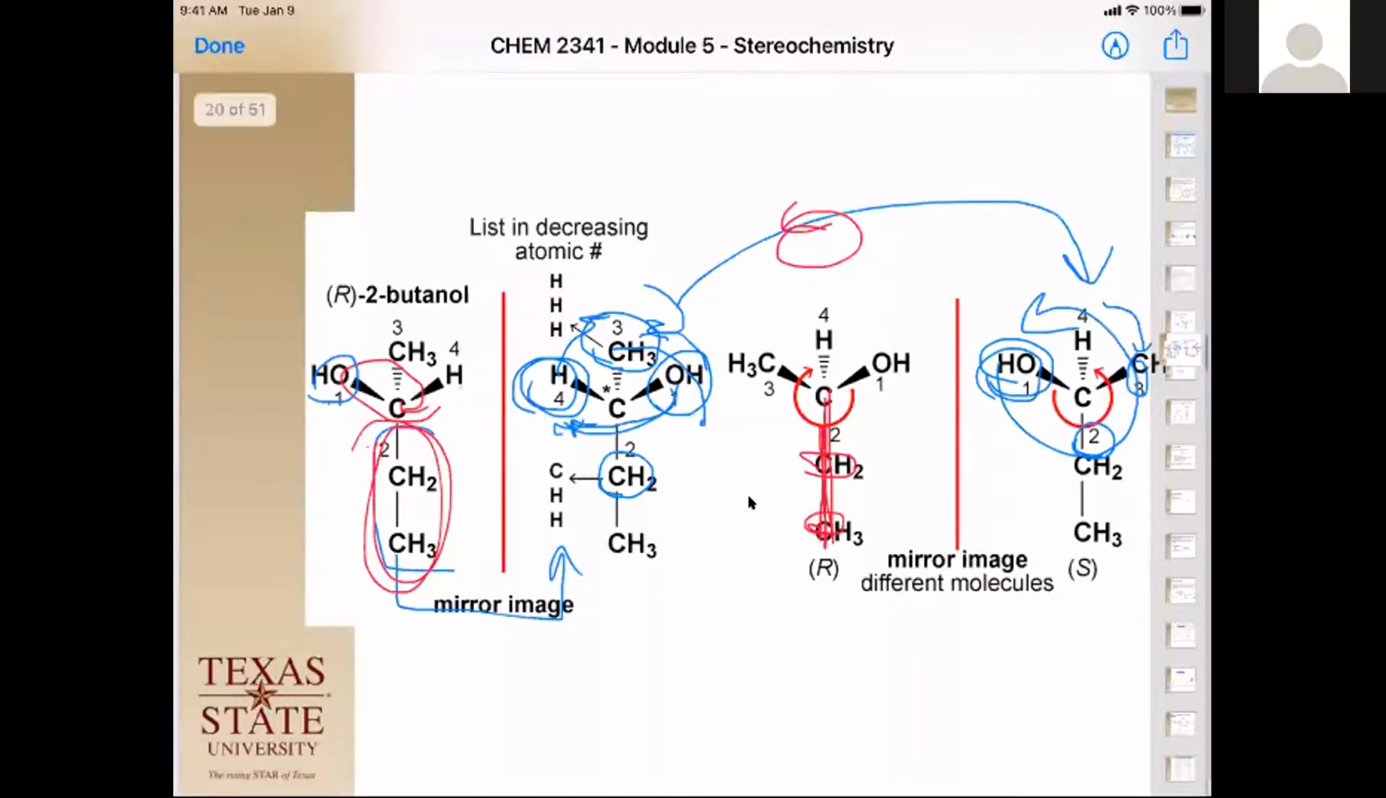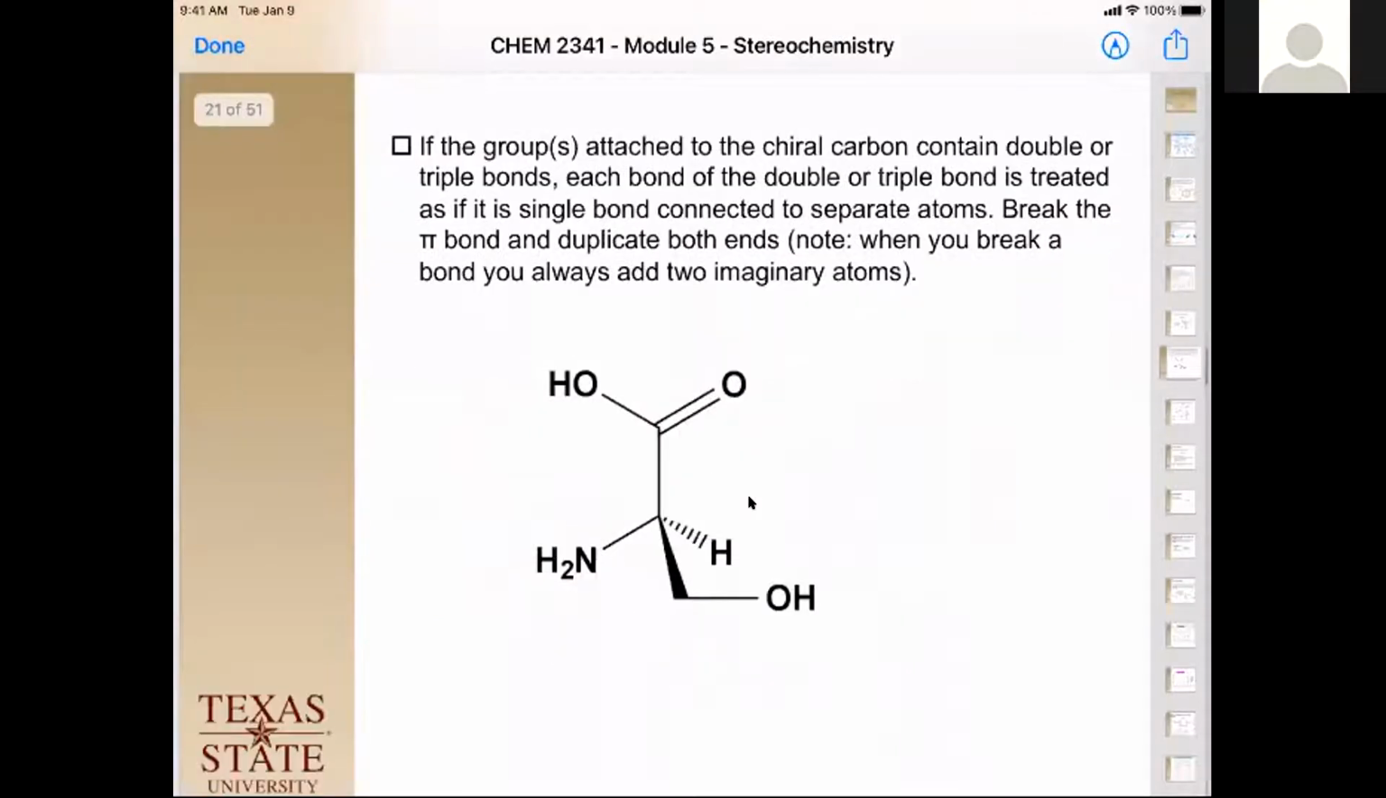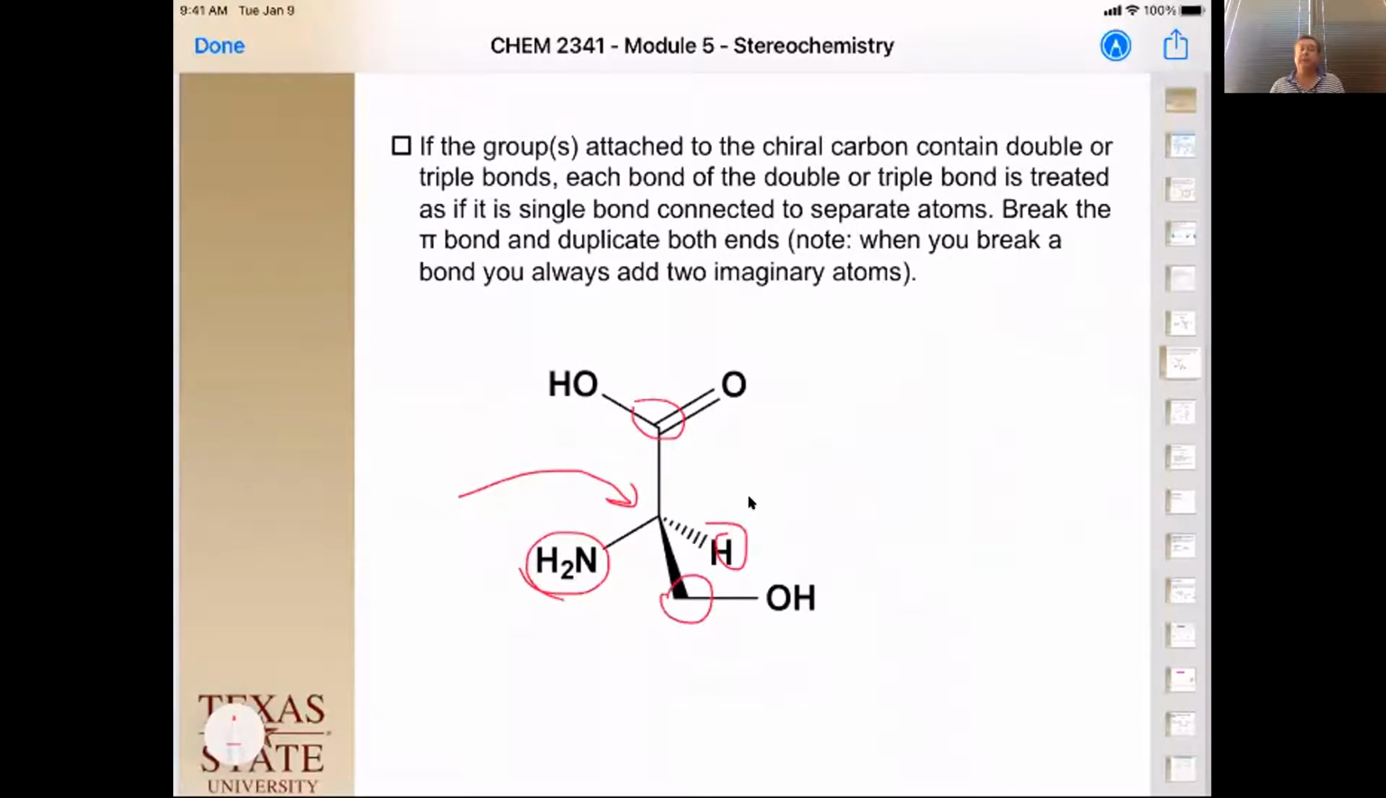Okay. Now, here's where we're going to use the third prioritization rule, which is if you have more than one bond to something, to assign priority. So first of all, we only have one chiral center. It's going to be this one here because it has 1, 2, 3, 4 different things bonded to it, right? And we can assign its priority with that third prioritization rule. So we have nitrogen, which is atomic number 7, so it's going to be our 1.